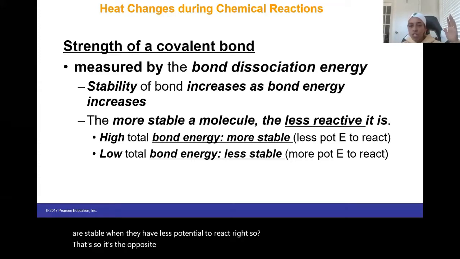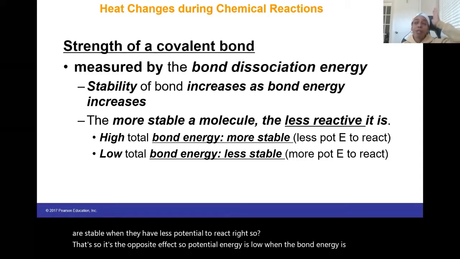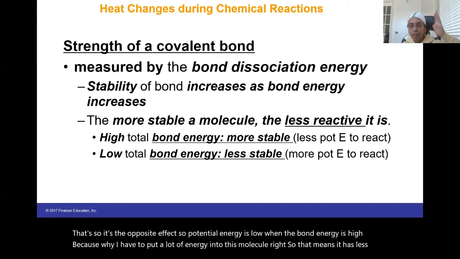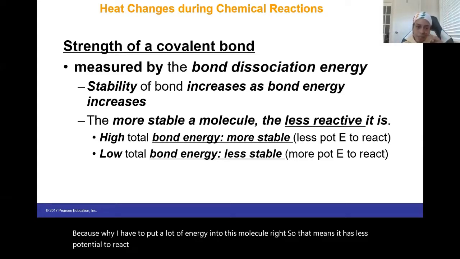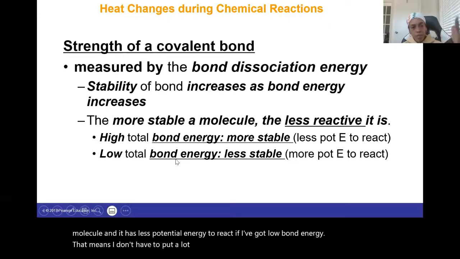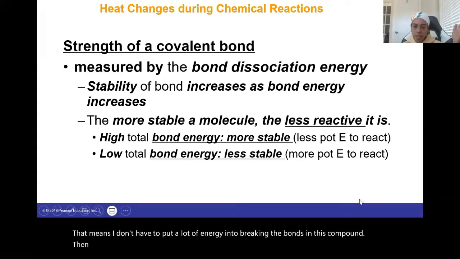So potential energy is low when the bond energy is high. Because why? I have to put a lot of energy into this molecule, right? So that means it has less potential to react, okay? So it's the opposite. If I have high bond energy, I've got a more stable molecule and it has less potential energy to react. If I've got low bond energy, that means I don't have to put a lot of energy into breaking the bonds in this compound, then it has more potential to react.